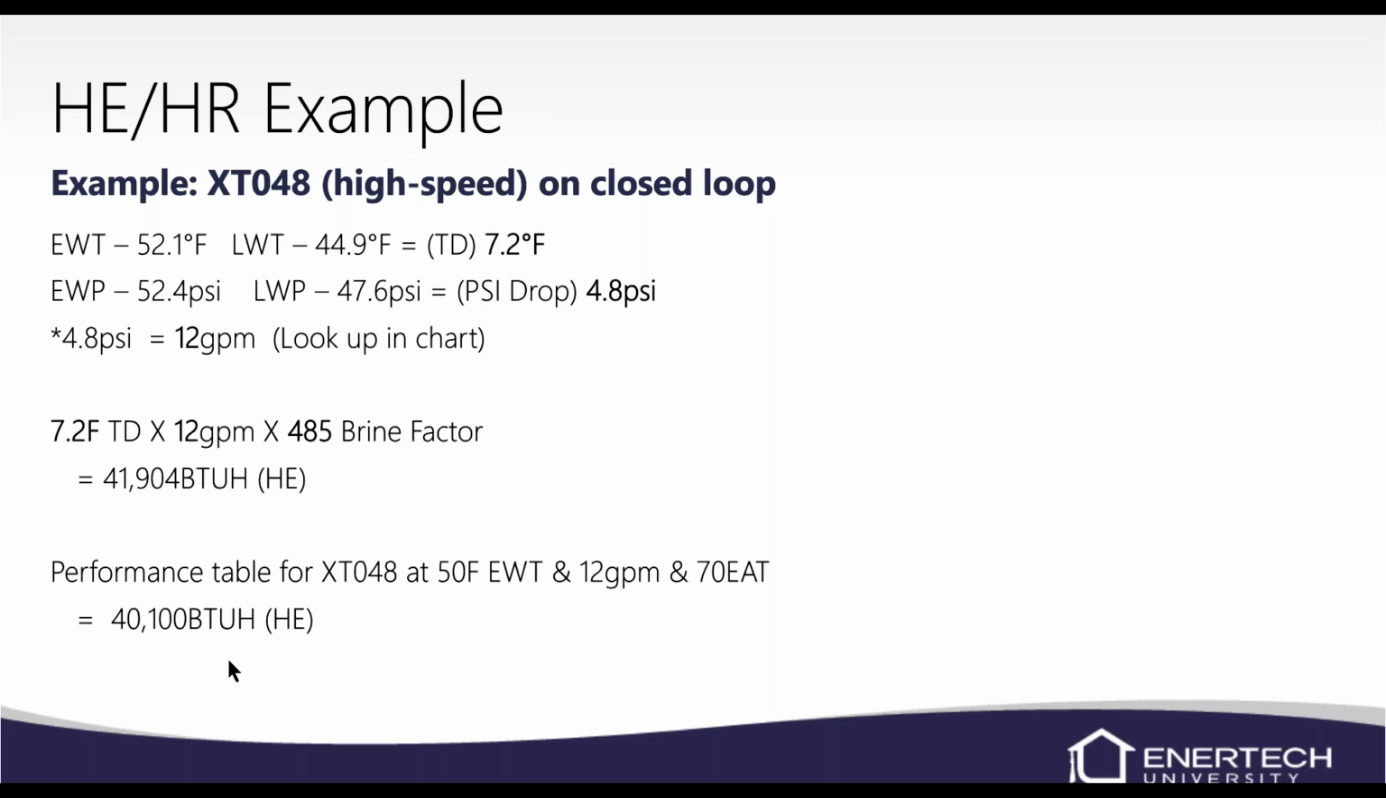So here is our example, heat of extraction, heat of rejection example. This is a packaged unit. We're on second stage, which is high speed, on a closed loop. If we had entering water temperature of 52 roughly and leaving at 44.9, first of all, let's look at this first. It's entering at 52, leaving at 44. So our water temperature is higher than what it's leaving at. So we're extracting heat from that water. So we're in heating mode.